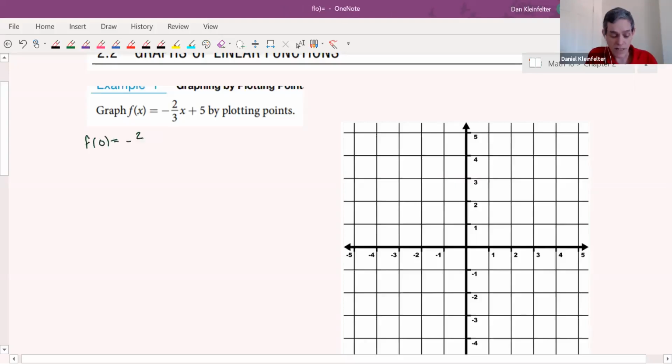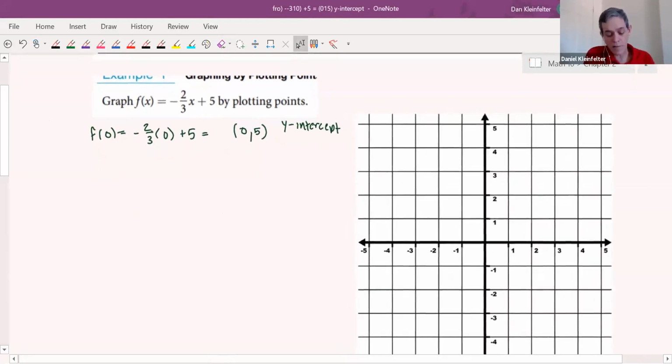So that will give us negative 2/3 times 0 plus 5, and that is actually going to be 5. So we know that the point (0, 5) is on the graph, and that, of course, is the y-intercept. The fact that the y-intercept is so easy to calculate, in fact, you could read it off of the formula, is one of the reasons that we like slope-intercept form.